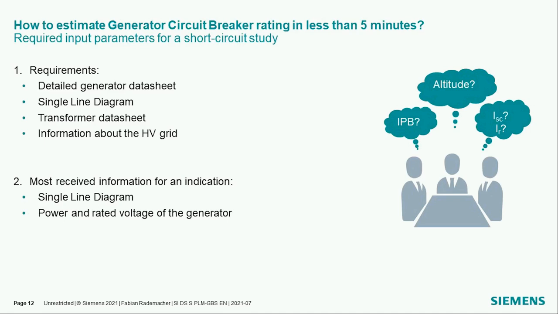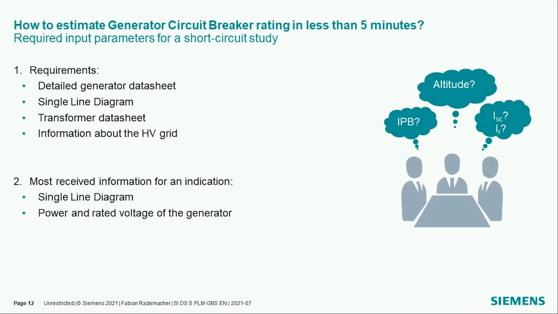Actually, for our generator circuit breaker calculation and the short circuit calculation, we need certain requirements and certain input parameters. These are the detailed generator data sheet. We need the single line diagram with the mode of operation. We need a transformer data sheet. And of course, we also need the information about the high voltage grid. So if we do not have this information, what should we do then?